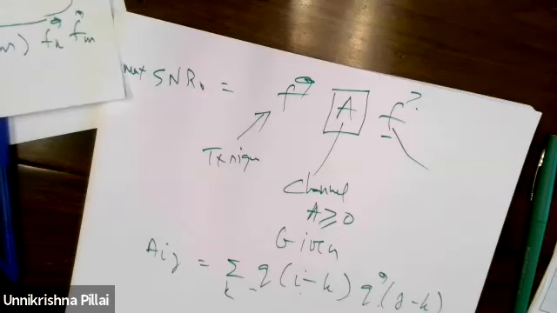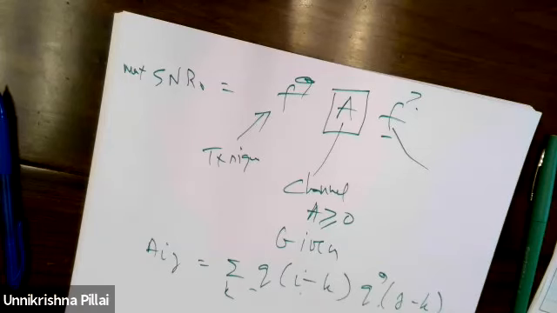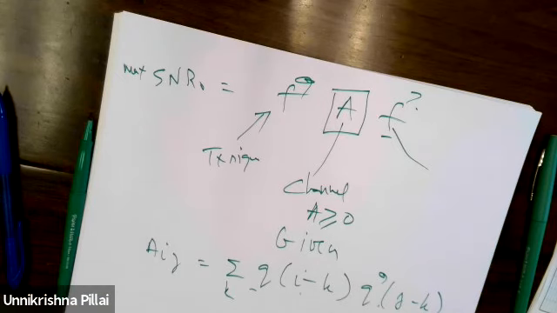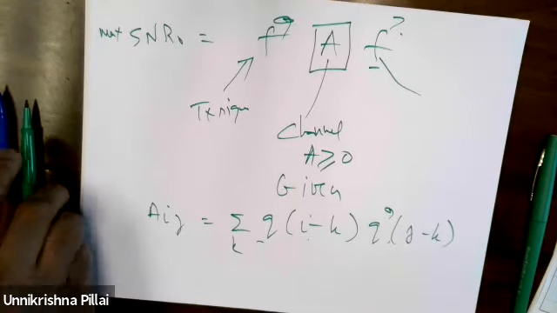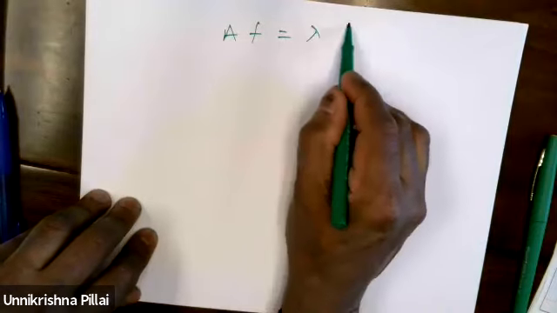Take derivatives? No. Eigenvector. Yeah, very good. So you see, all of you are weak. You should read some, you're all graduate students. As I said, learn a little bit of linear algebra. So I think I went through this, right? AF equal to lambda F.